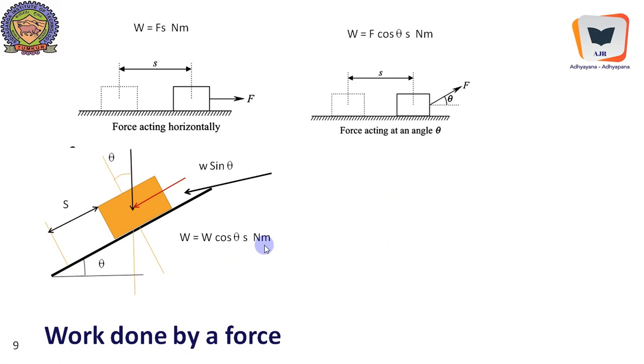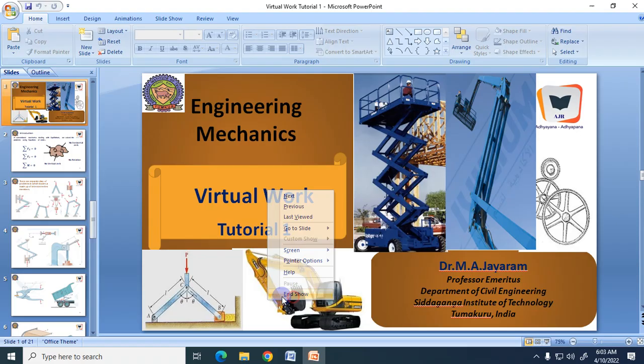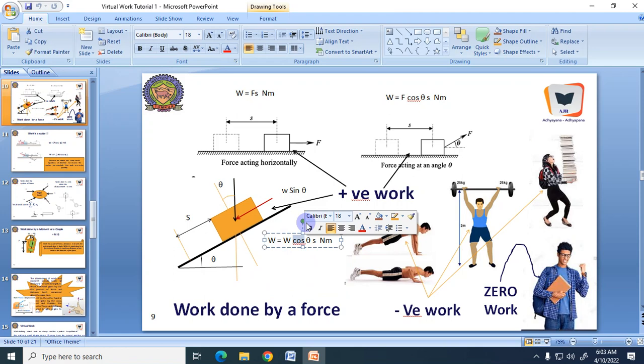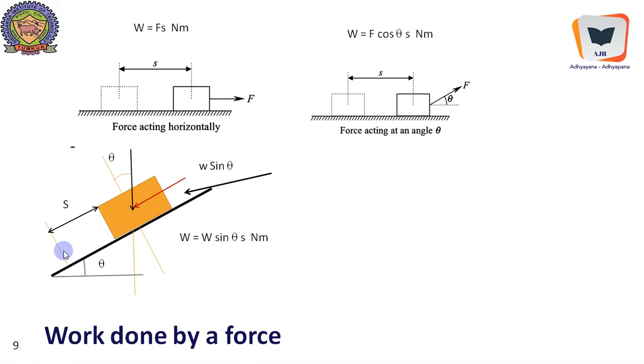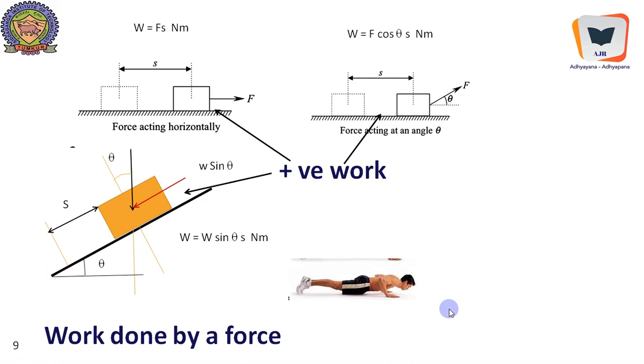It is positive work because the force is in this direction and the movement is also in this direction. And here again, the component of the force is in the rightward direction, and it is also moving in the rightward direction. Here W sine theta is in the downward direction along the incline, and the movement is also down the incline. Therefore, this is also positive work. So we can draw several examples for negative work also.